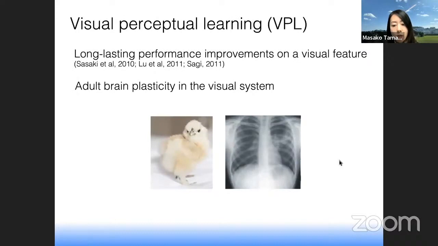And we specifically focused on visual perceptual learning, or VPL, in the study. Visual perceptual learning is a long-lasting performance improvement on a visual feature after visual experiences. Visual perceptual learning is known to be prevalent and occurs continuously in our everyday life. And as our perceptual system adapts to this world, we become better at detection or discrimination of different visual stimuli.